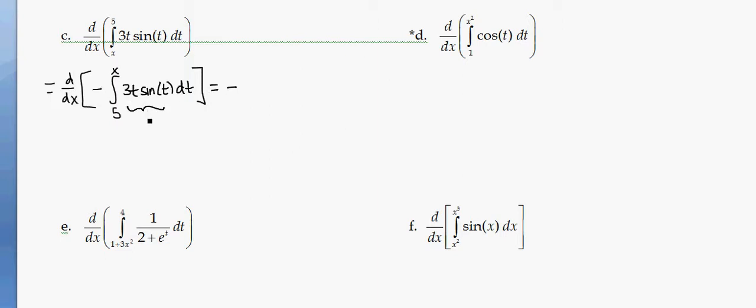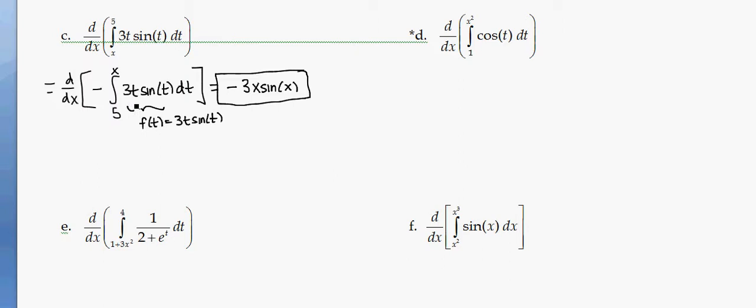And then since little f of t is the function 3t sine of t, the second fundamental theorem of calculus says the result should be f of x. So that would be 3x sine of x. And we're done. So the negative out front is to switch the bounds, and then we've just got our function f of x.